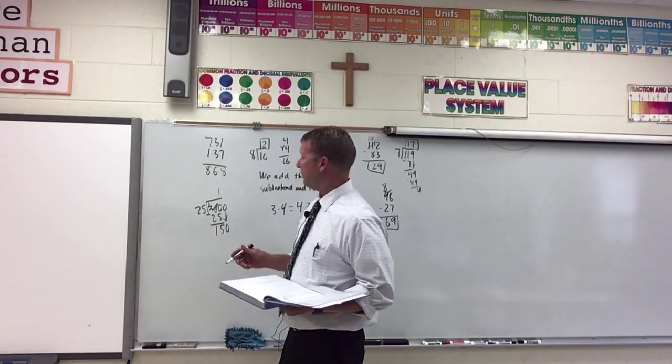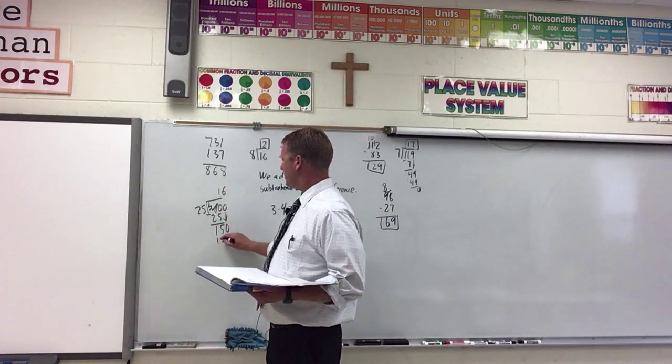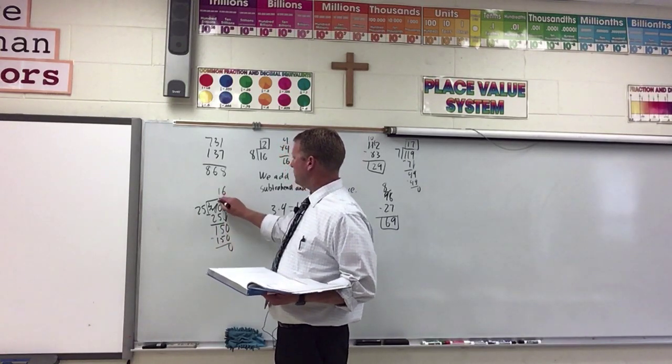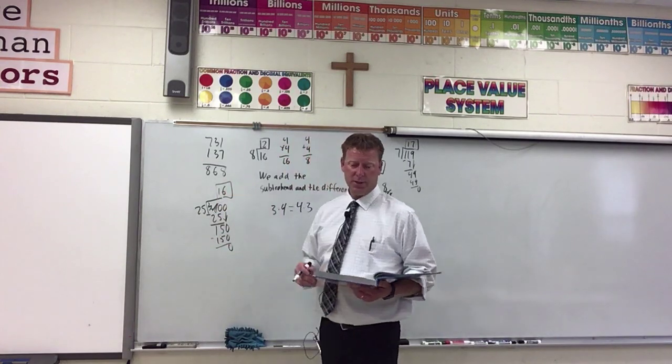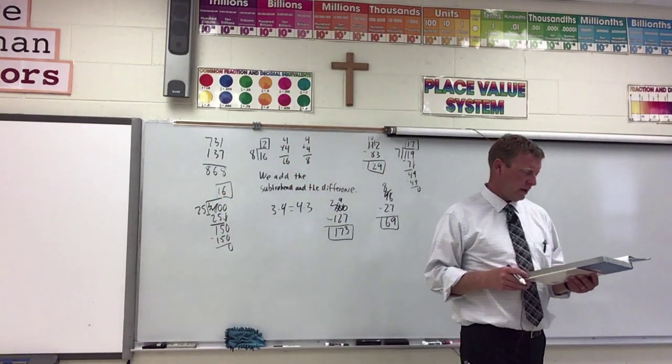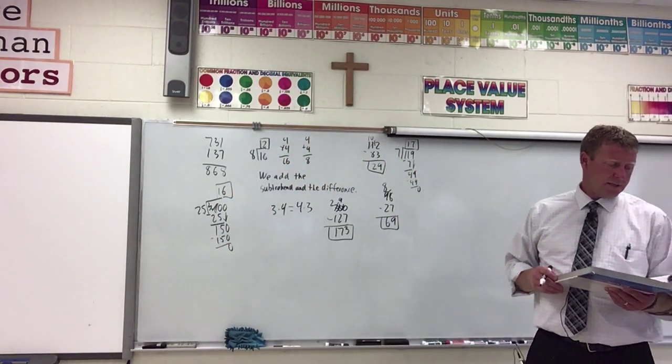25 goes into 156 six times. That's 150. Gives me an answer of 6, and subtracting leaves a remainder of 0. My overall answer is 16. Number 13, 620.